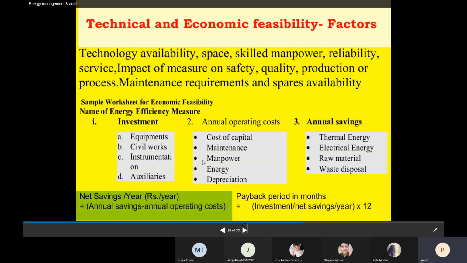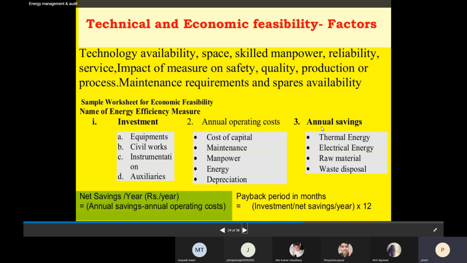This is a sample worksheet in which some factors are given. The first factor is your investment. Under investment, equipment, civil work, instrumentation and auxiliaries are there. Then annual operating cost. Under annual operating cost, we have capital cost, maintenance cost, manpower cost, energy cost, and depreciation cost.